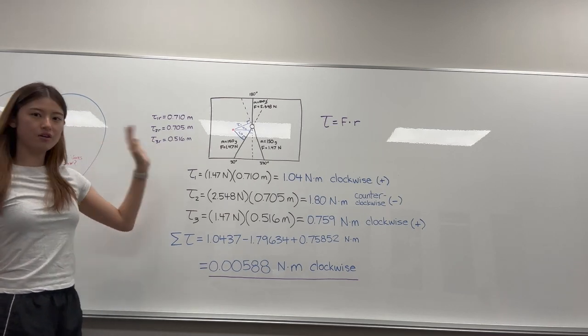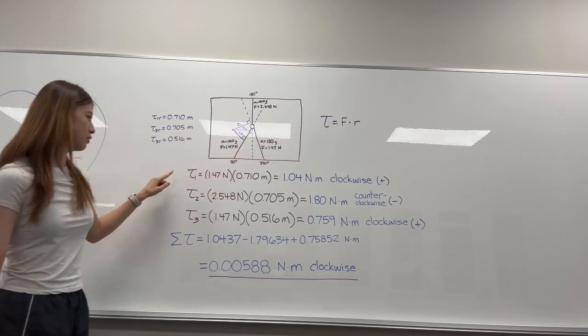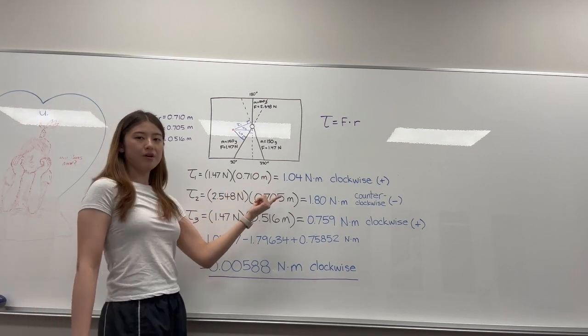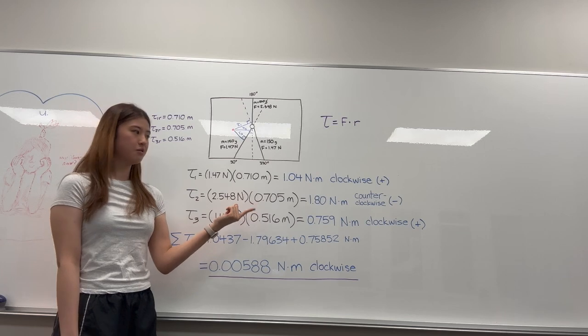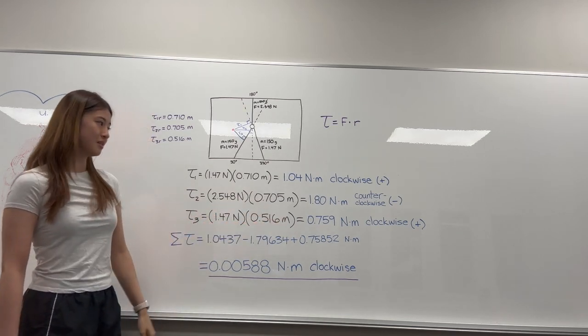So once we have all this information, we can use the formula to find the torque on each of the strings. So the torque on the first string was 1.04 newton meters. On the second string it was 1.80 newton meters, and the last one was 0.759 newton meters.